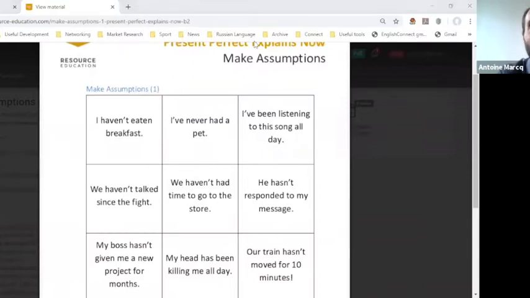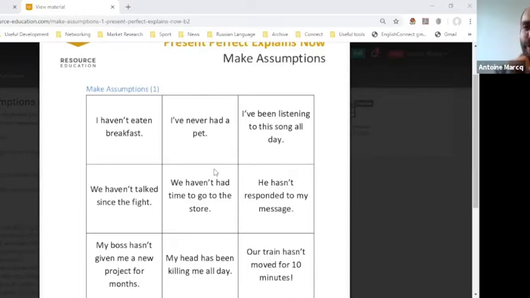They're going to make assumptions based on these present perfect sentences without making their own present perfect sentences. So they're really going to play with it. I haven't eaten breakfast. What could you assume? Antoine said he hadn't eaten breakfast. Well, maybe he's hungry right now. Maybe he'd like a break.